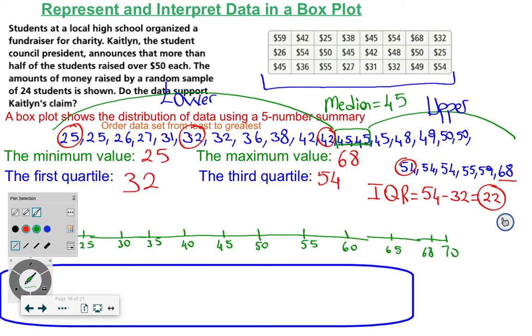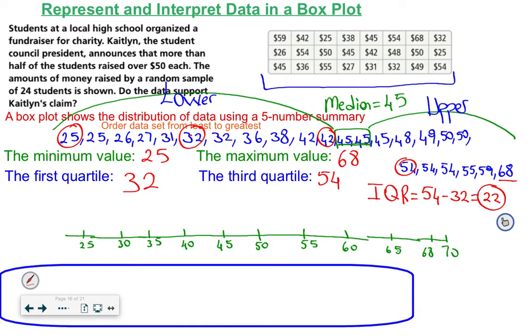Alright, first plot the minimum and maximum values. So this is the minimum, this is the maximum value. After that, find the median. Median was 45 here. And then you need to find the first quartile and third quartile. First quartile is 32 here. And third quartile is 54 here.